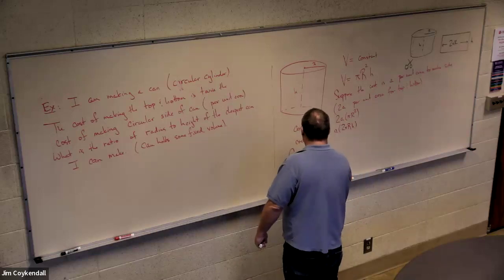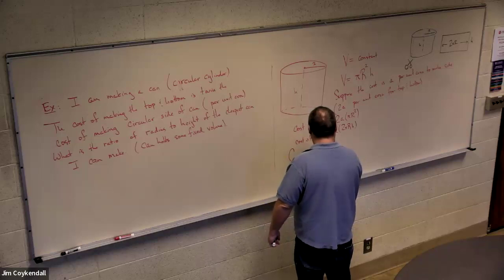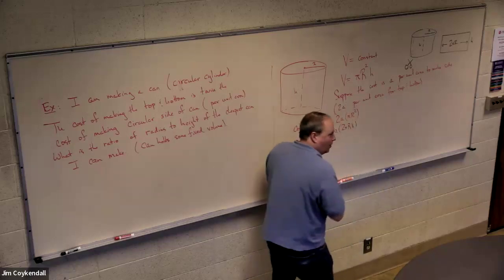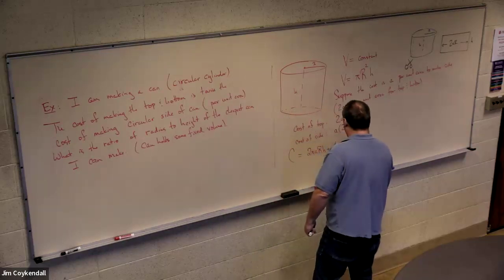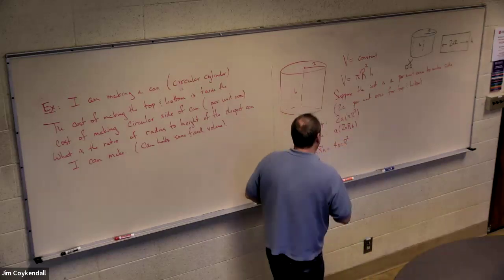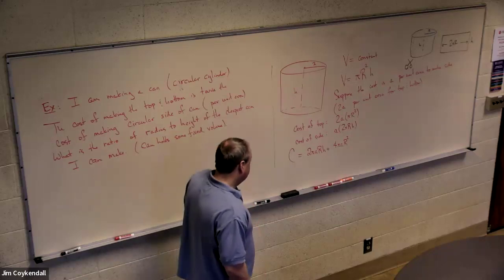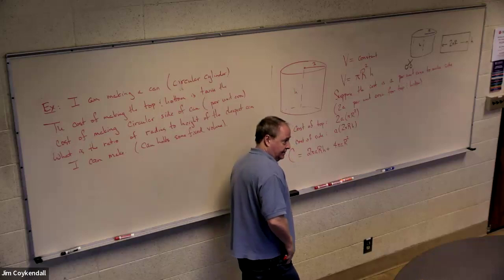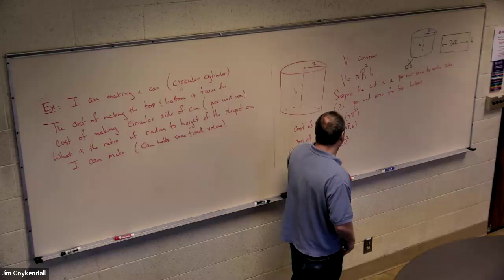Let's see, the total cost. It should be the cost of the side, which is 2 pi r h times A, plus the cost of the top and the bottom. So I get 4 pi r squared A, because there are two of these, top and bottom, for the 4 coming in. And the cost of the side.